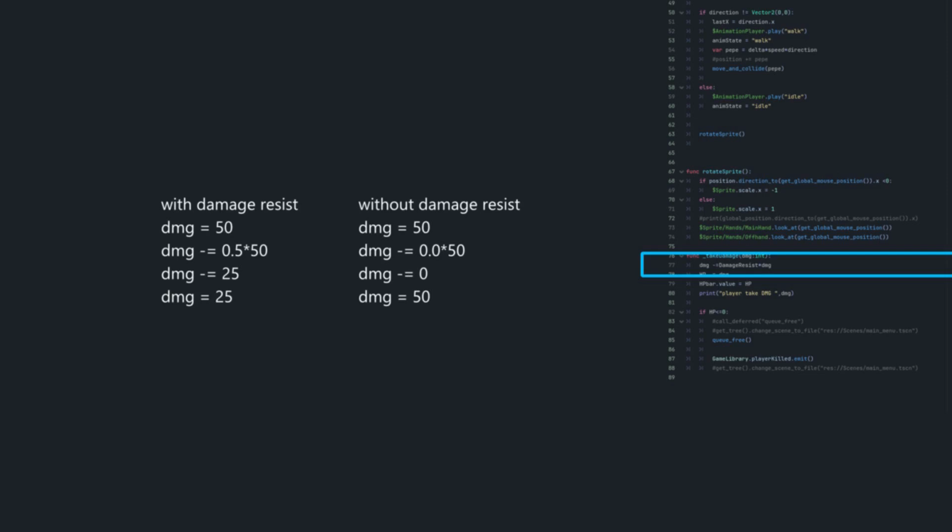And then we decrease our HP according to the damage, and set the HP bar value to our HP. And if our HP reaches 0 or lower, we queue free, and then on the game library we emit the signal that the player has been killed, and the game is finished.